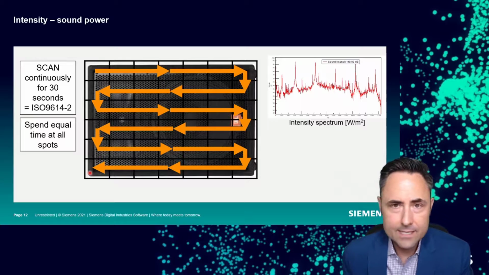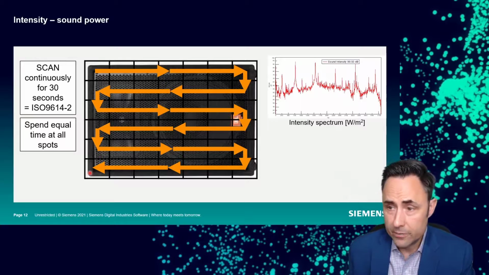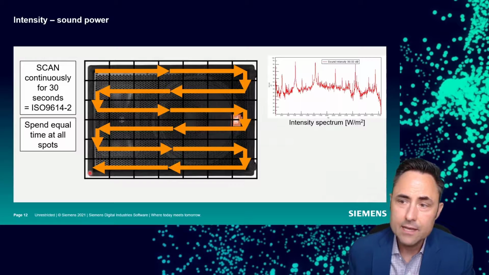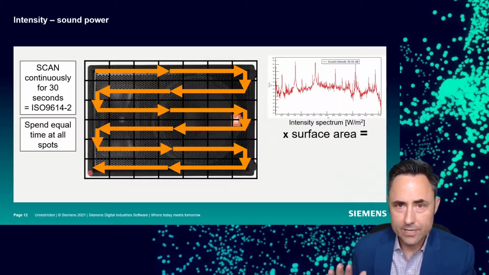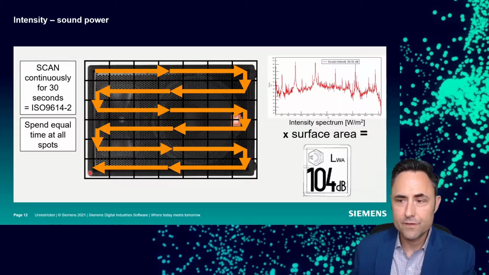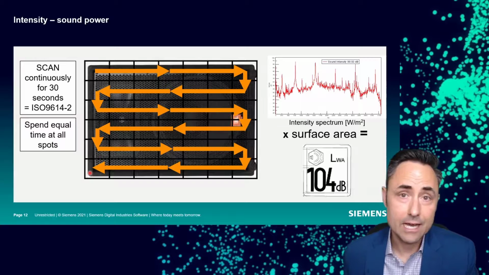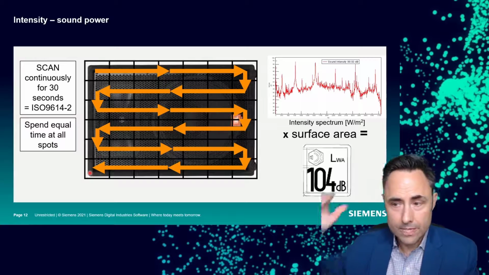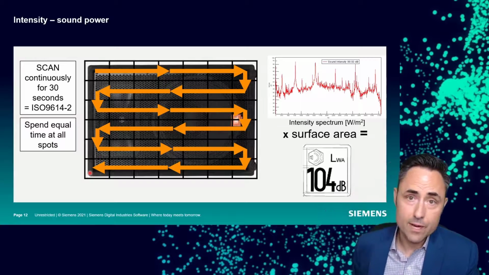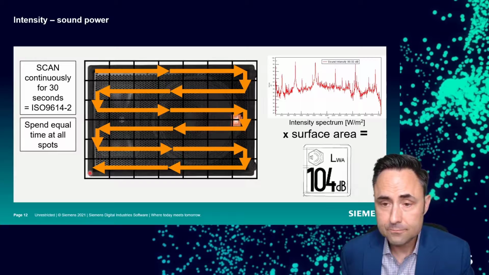I get this intensity spectrum, so I see which frequencies carry more intensity, but I end up with a spectrum of intensity in watts per meter squared. I could then multiply that intensity overall level by my surface area, and I will calculate a sound power value. Okay, 104 dB in this case of A-weighted sound power value.